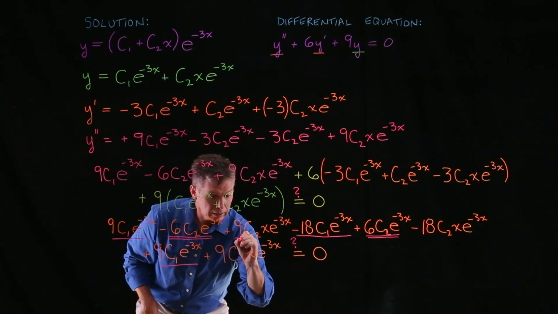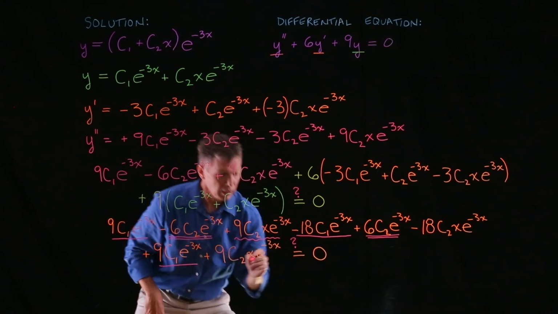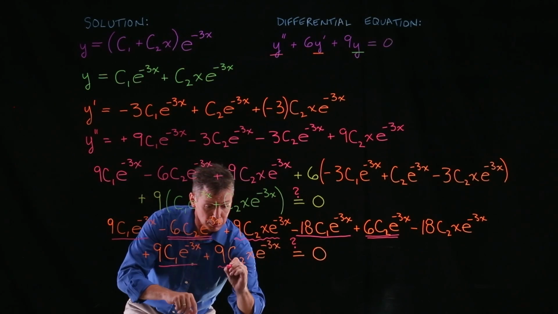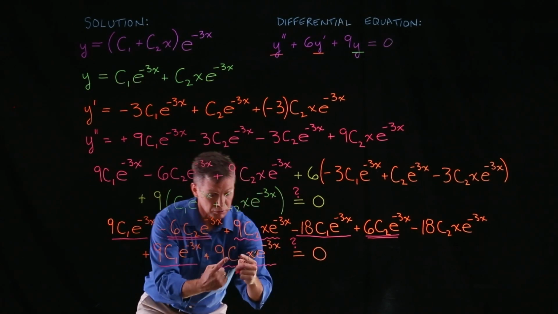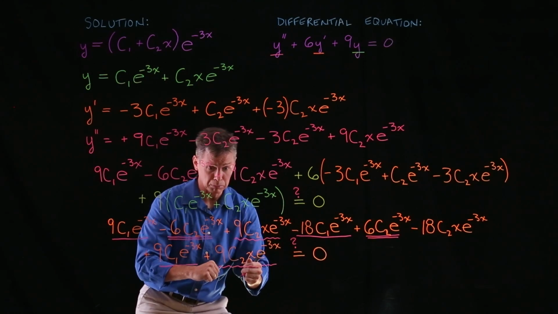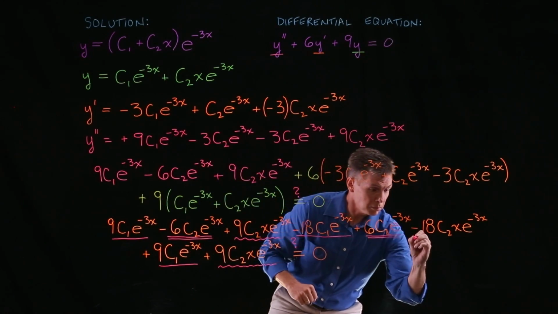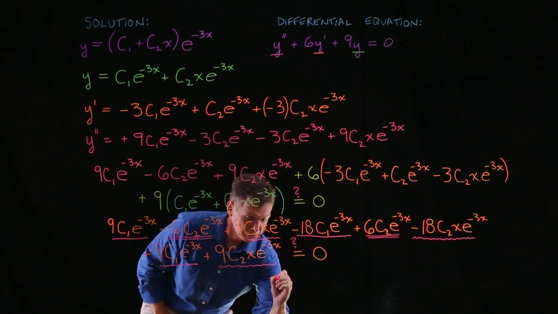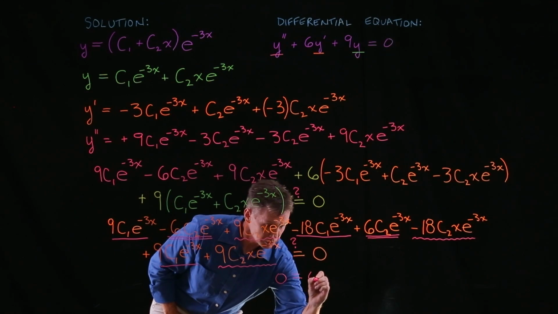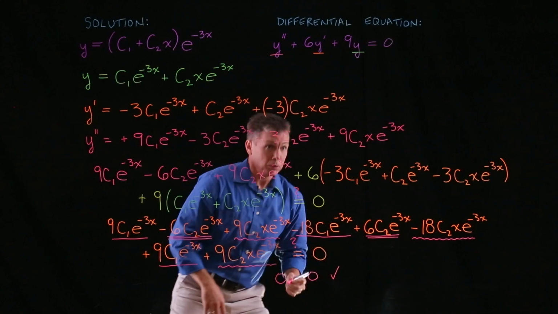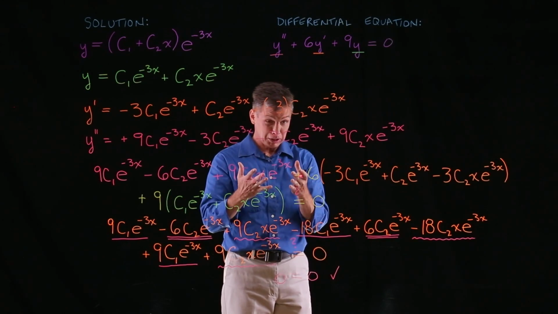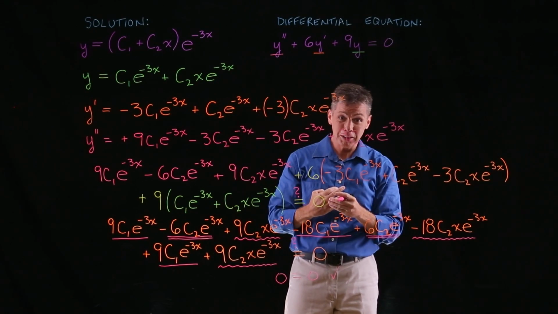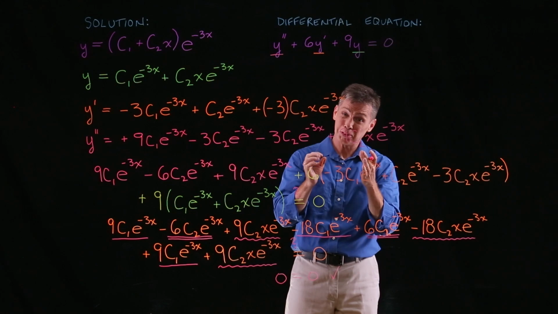And then I'm looking at 9c2x e to the minus 3x, and here's 9 more of them, exactly the same factors, so like terms, that goes up to 18, and here's a minus 18. Okay, so we get 0 equals 0. Whew, a lot of work, but confirmed. Verify that this is a solution to this differential equation. Okay, that's great. We still have a little bit more to do.